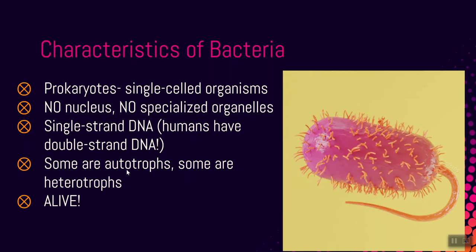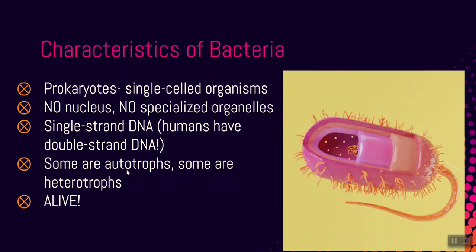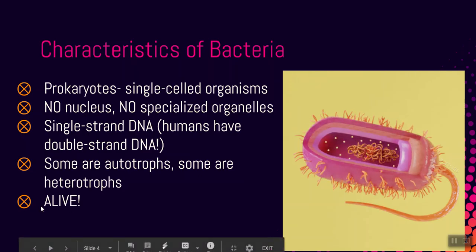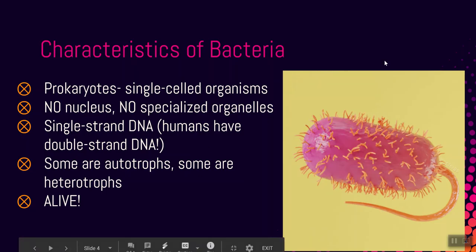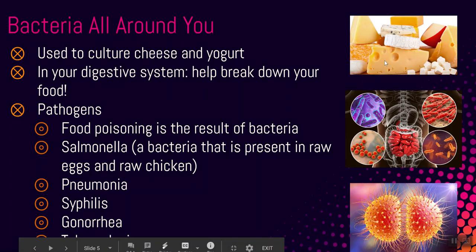Some bacteria are autotrophs, meaning they can produce their own food, but some are heterotrophs and actually need to eat to survive. And as this goes without saying, they are alive. And this is going to be one of the big comparisons that I make to viruses in just a little bit. Now, bacteria are all around us, all right?